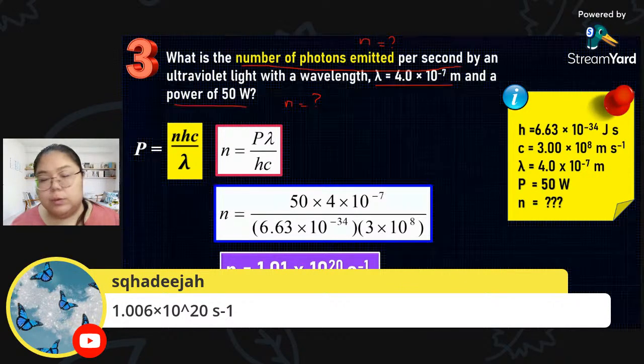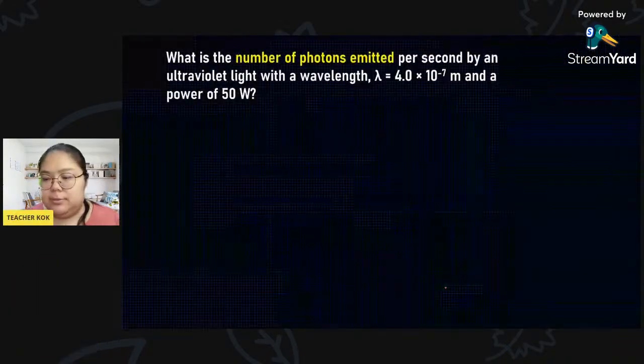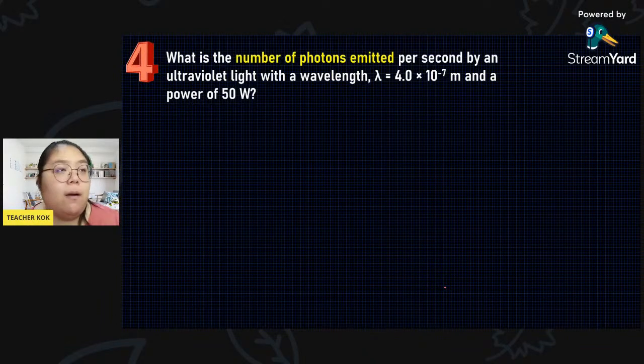The students who replied to me from here gave almost the same answer, which is the correct answer. Okay, thank you for your response. So we continue with the next question. The next question should be number 4. What is the number of photons emitted per second? The question asks again, what is N? They want to find N.